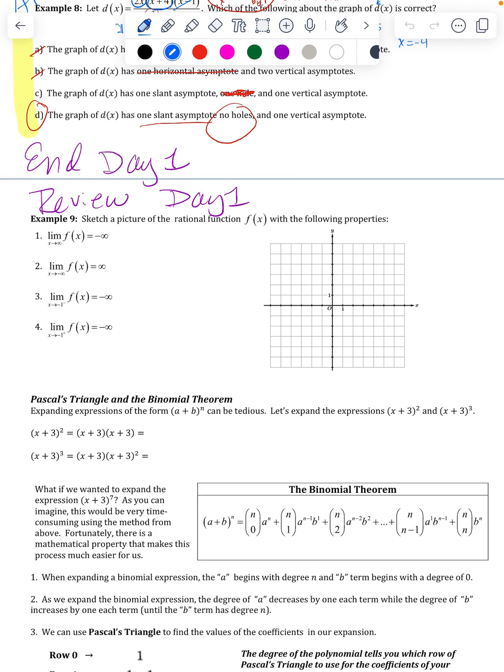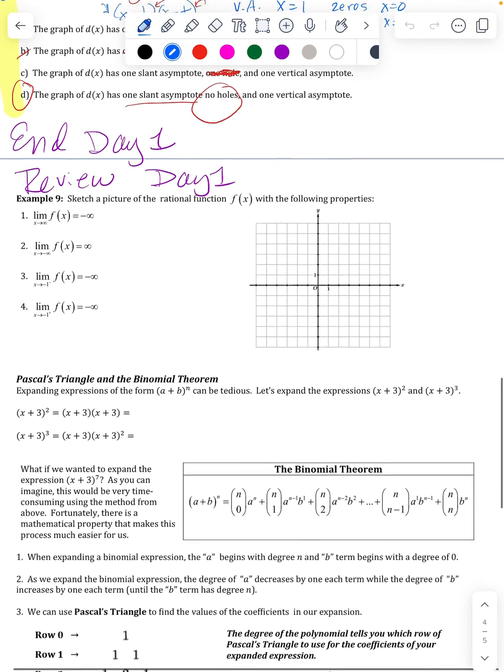Hey friends, we are going to finish chapter 1.11. This first thing is a review from day one, which is drawing a graph given information. So let's take a little peek at this thing.